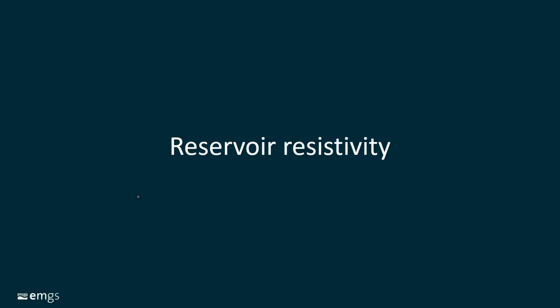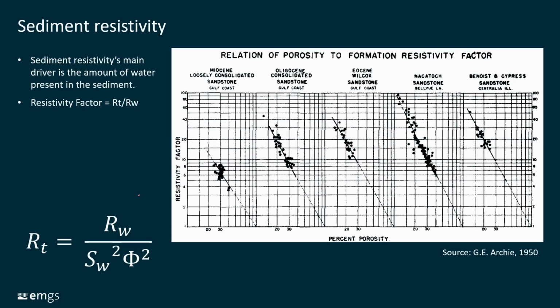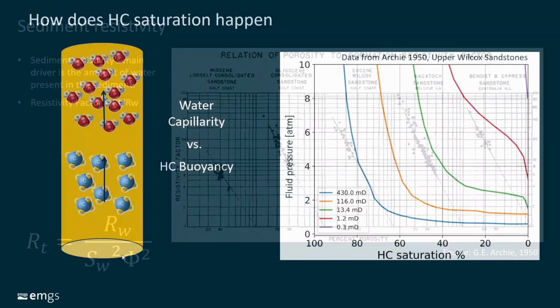Now let's look at reservoir resistivity. If we go back to the basics of sediment resistivity, we had that sediment resistivity is the resistivity of the brine corrected by the amount of brine in the sediment. So you have to have porosity and water saturation in the sediment. The key to understanding reservoir resistivity is going to be understanding the water saturation here. So we're going to look a bit more into water saturation now.